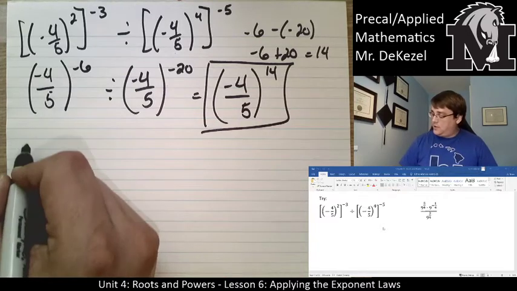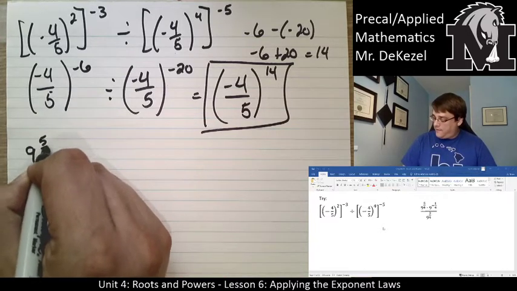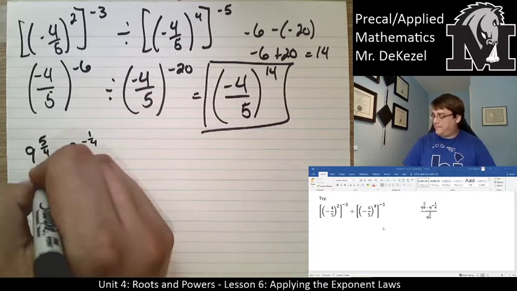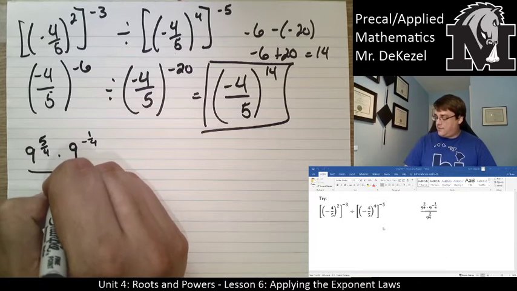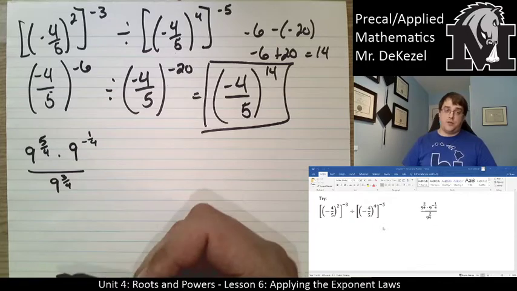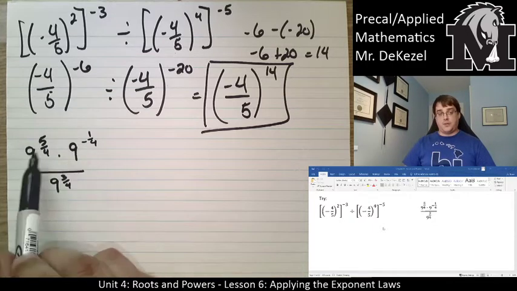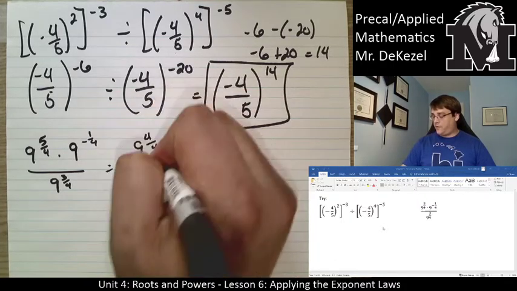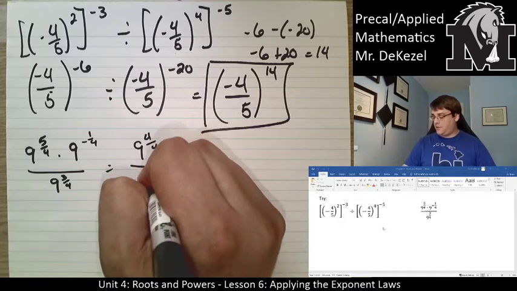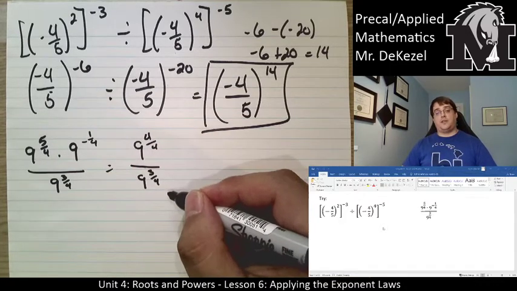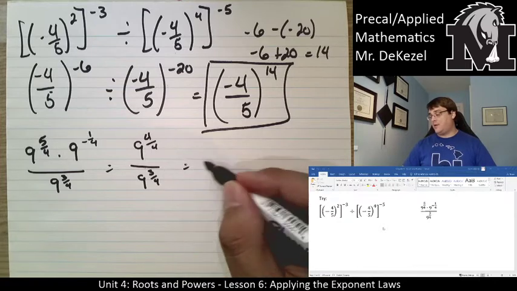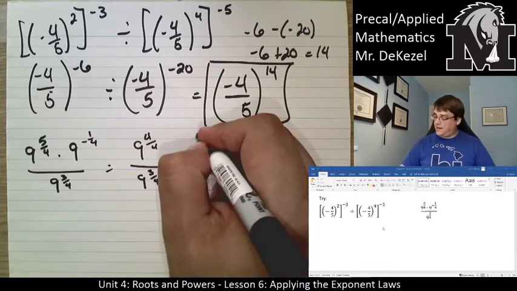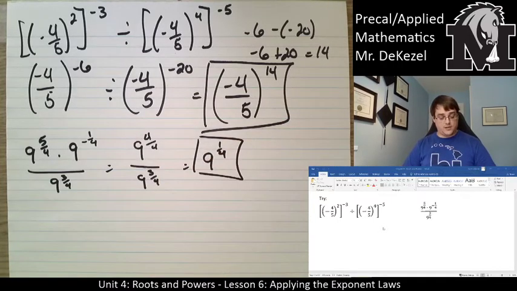We are then going to do our next one. We have 9 to the power of 5 fourths times 9 to the power of negative a quarter divided by 9 to the power of 3 quarters. Let's do the top, and then we'll do the bottom. Because we're multiplying these together, we need to add their exponents. So we're left with 9 to the power of 4 over 4 divided by 9 to the power of 3 over 4. Because this is 1 over top of another, we subtract. So 4 minus 3 is 1. And we're left with 9 to the power of 1 quarter. And that is as simple as we can make those ones.